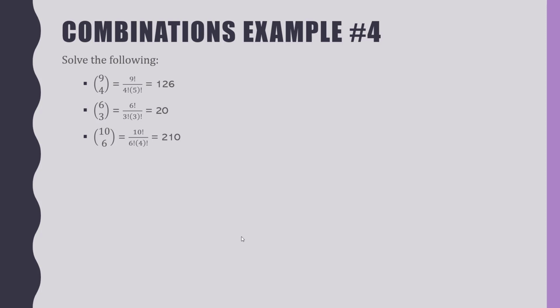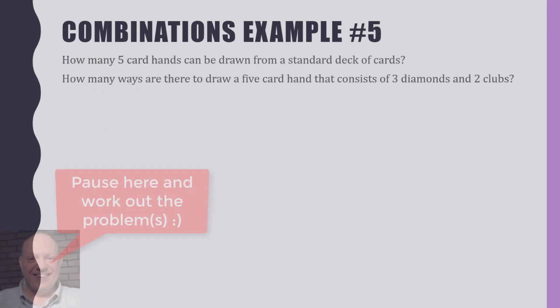So what this means is if I gave you 6 things and I told you to choose any 3 of them, there's only 20 ways you can do that. If I gave you 10 things and I said choose 6 of them, there's only 210 ways to do that. 9 choose 4. If I gave you 9 things, there are only 126 ways to do that.